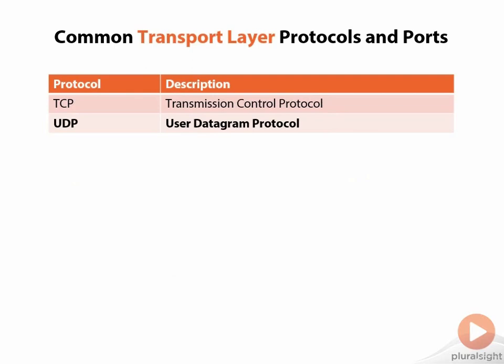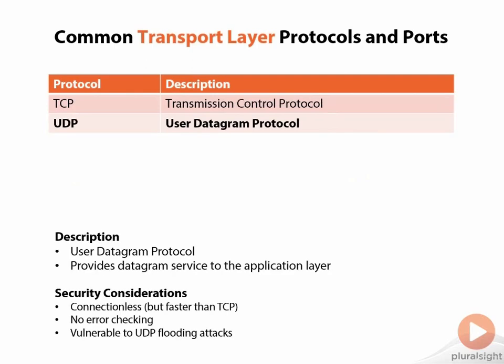The next one is UDP, or User Datagram Protocol. And again, non-connection oriented. It provides datagram services to the application layer. So it is connectionless, but it's faster than TCP because, as you can imagine, it doesn't have to go through the process of the 3-way handshake. It doesn't have to establish communication first. It just sends out the packets.